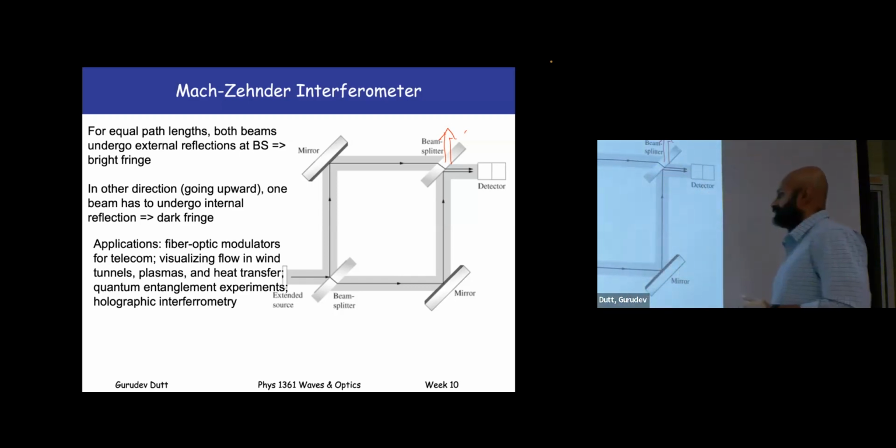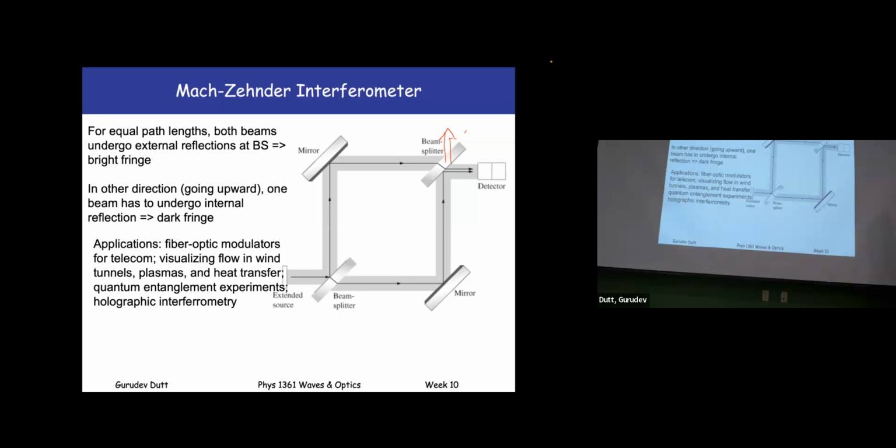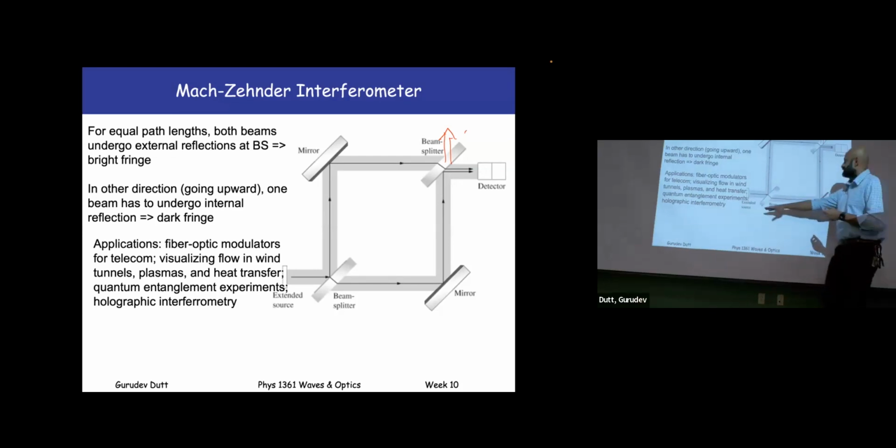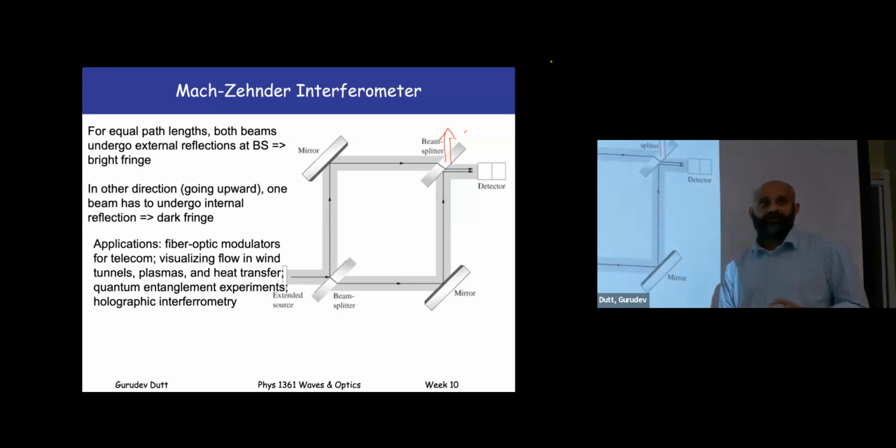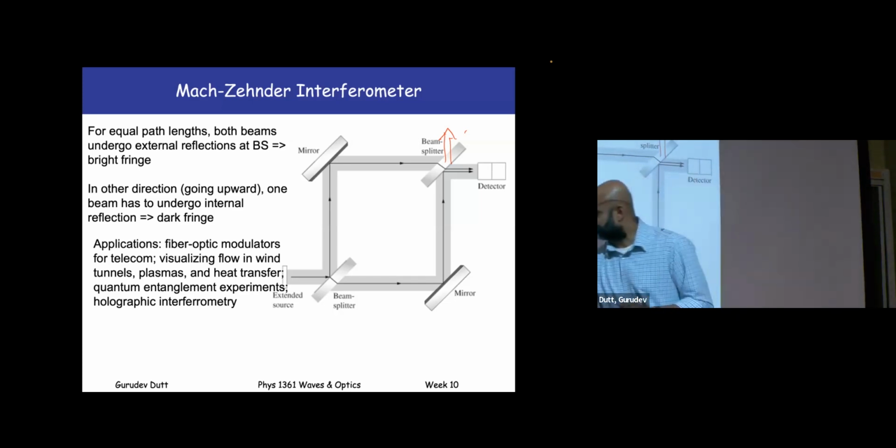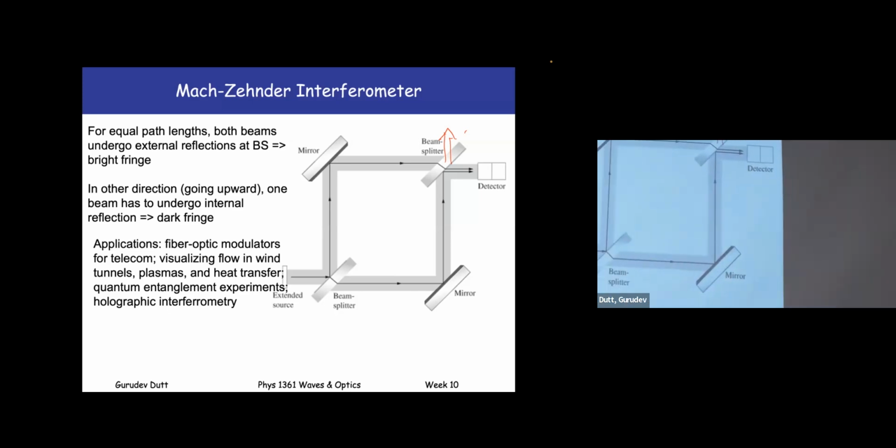And in other applications, visualizing flow in wind tunnels, plasmas, and heat transfer, it's difficult to observe those changes because the wind or whatever might be flowing, and it's hard to see changes in the phase of the light, except by using a Mach-Zehnder interferometer, we can measure that. And then certainly in experiments close to my research are things like quantum entanglement experiments. We do some quantum entanglement experiments. We set up Mach-Zehnder interferometers for those as well. Also holographic interferometry.